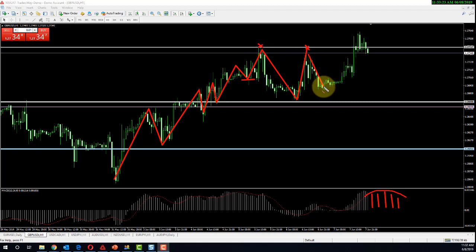Market dipped lower, but then price actually went higher than this resistance level right here. So that's giving me a little bit of caution in this trade. But let's say, for example, we see price here. So let's look at this leg right here.